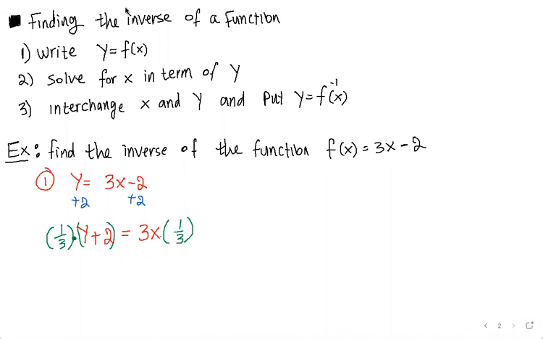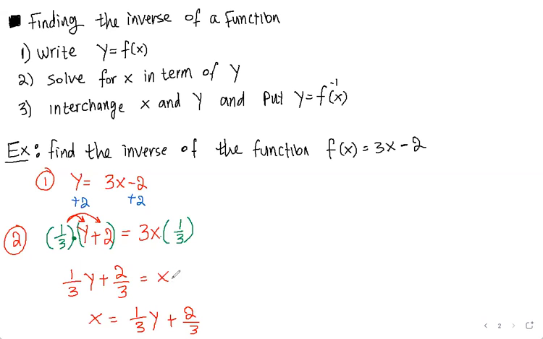Here's the second step. Now I get 1 over 3 because I distribute the 1 over 3 inside the parentheses: 1 over 3 y plus 2 over 3. Here 1 over 3 and 3 cancel each other, I get x. So I can write it as x equal 1 over 3 y plus 2 over 3. I move everything to this side.